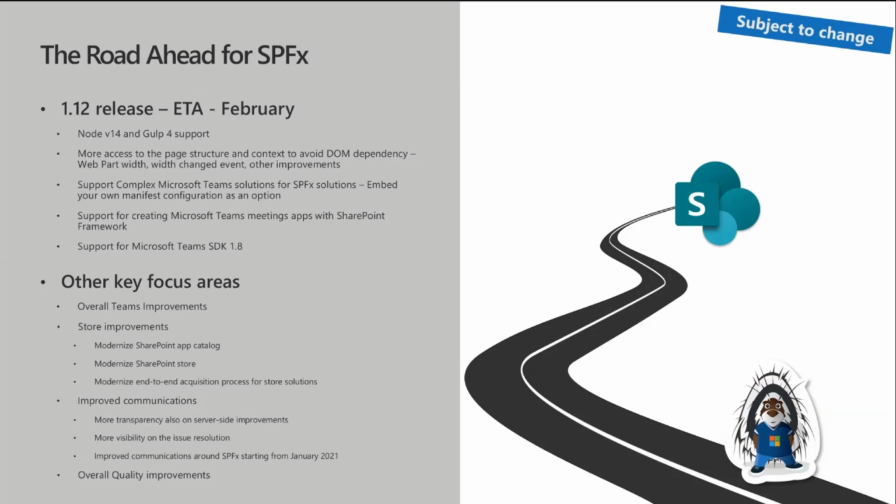We'll also support complex Microsoft Teams solutions in SPFx solutions. So you can create your Microsoft Teams manifest rather than us auto-generating that for you whenever you're synchronizing to the team. So we'll use whatever you provide whenever stuff is getting synchronized to the team side. We'll also support creating Microsoft Teams meeting applications, and we'll upgrade the Microsoft Teams SDK to 1.8 level. So good refresh coming up with this one, like I said, within upcoming weeks, rather than within months.